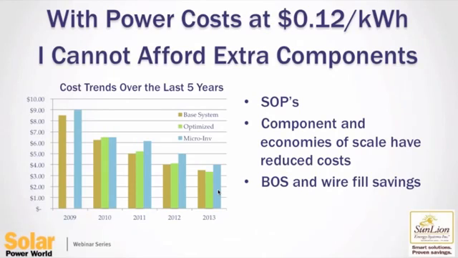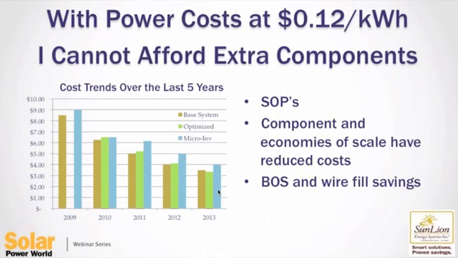Many of you are going to say, but my cost of power is really only 12 cents. I can't afford to add extra components, and this kind of ties in with the title of my piece of the presentation. So when optimizers came on board in 2010, they were about on par with microinverters, and we were talking a little bit more expensive than what a base system is.